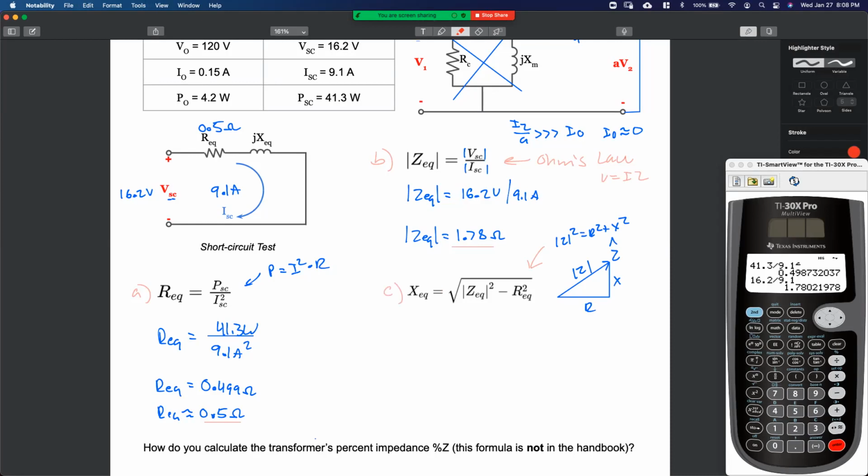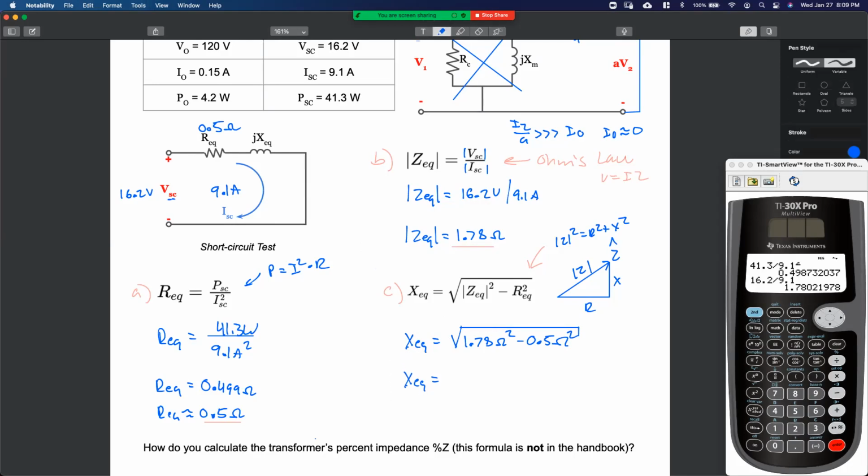So step C, solve for the total reactance referred to the primary. XEQ equals, we'll say 1.78 ohms minus REQ 0.5 ohms, each squared, and then all under the square root. Oh, see, I told you I miss those squares sometimes. All right, what do you guys get for XEQ?